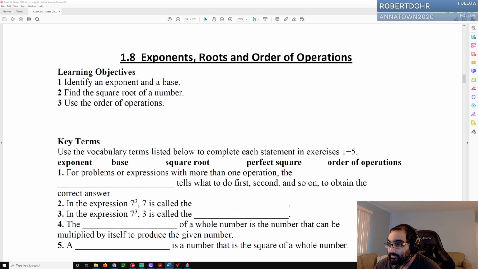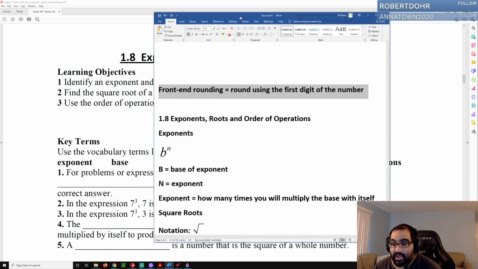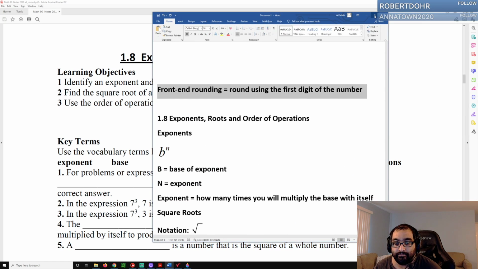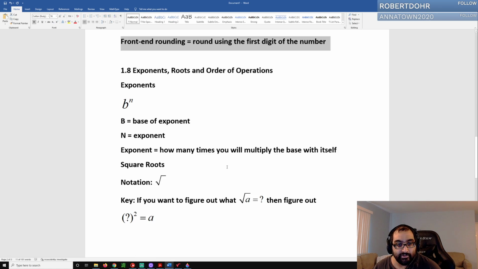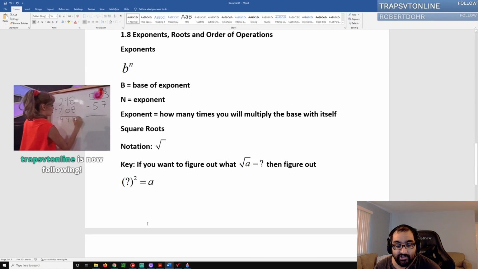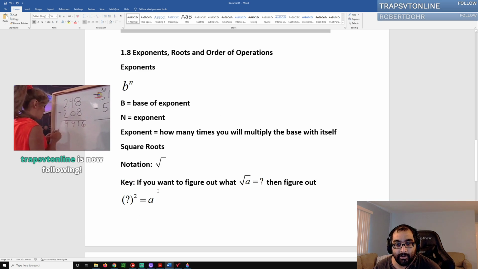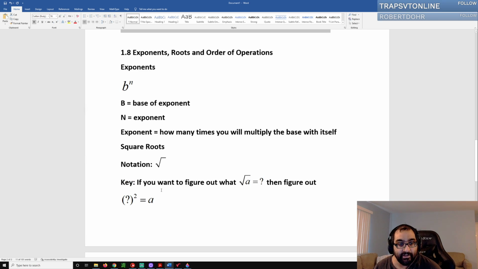Okay, so let's talk about what it means to have an exponent here. Let's talk about some basic definitions, and we'll also look at several examples, of course, as well. So first, exponents. What does an exponent look like?